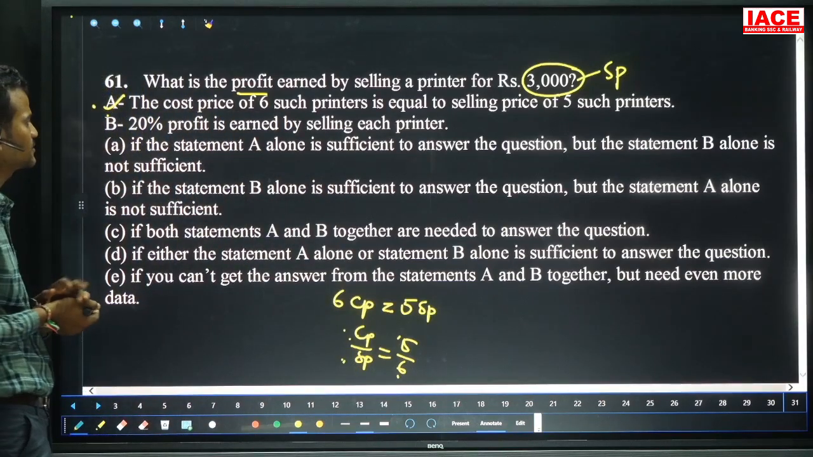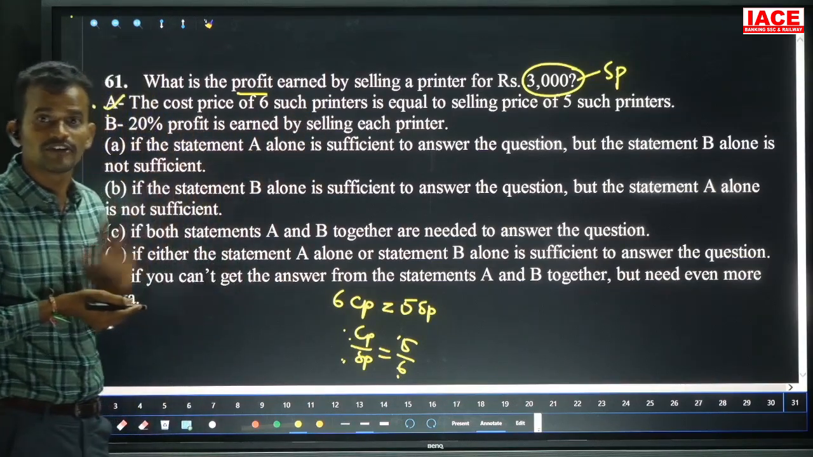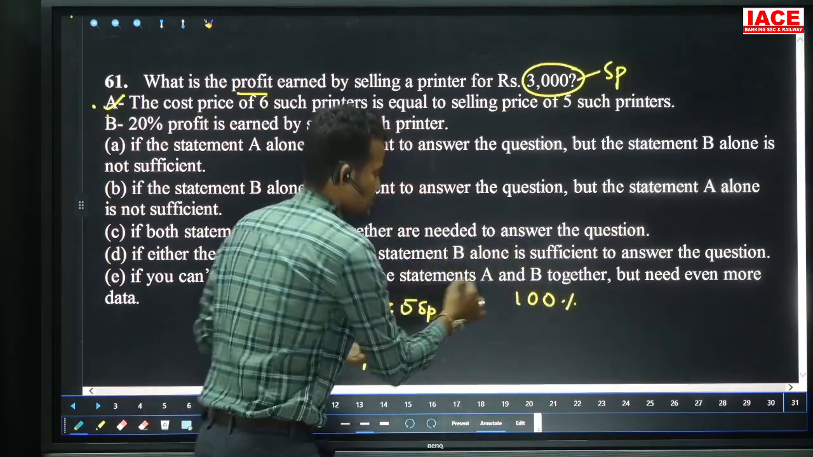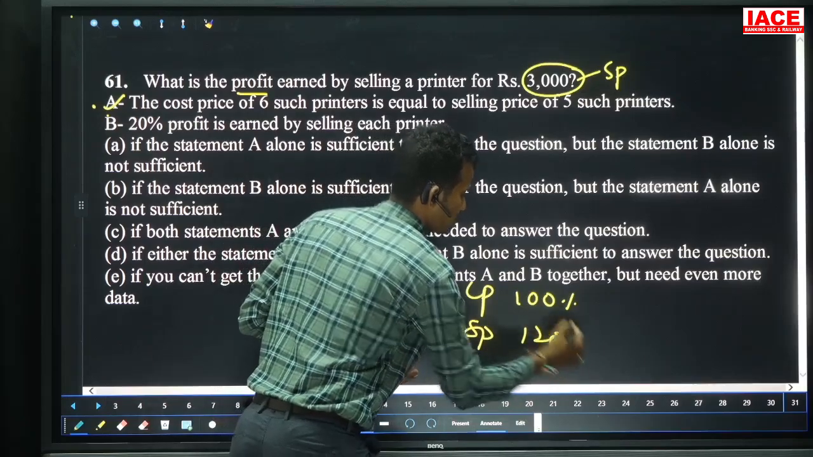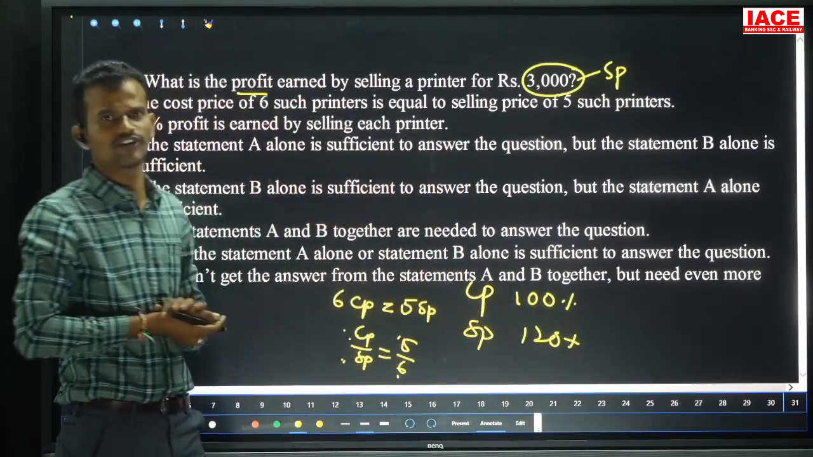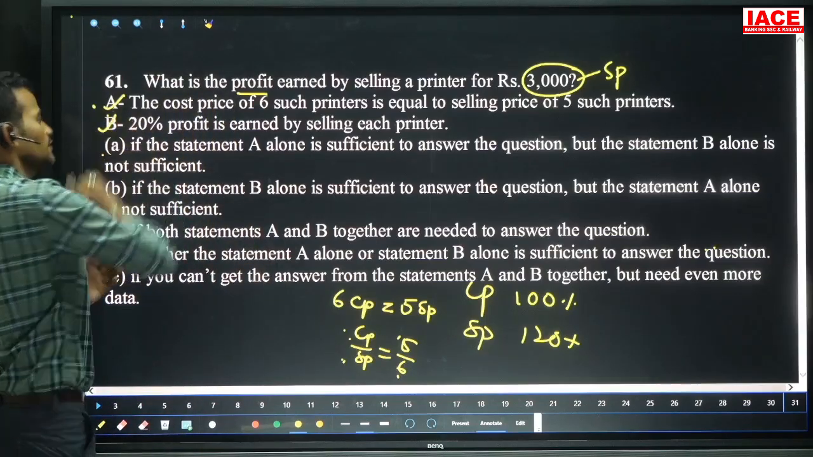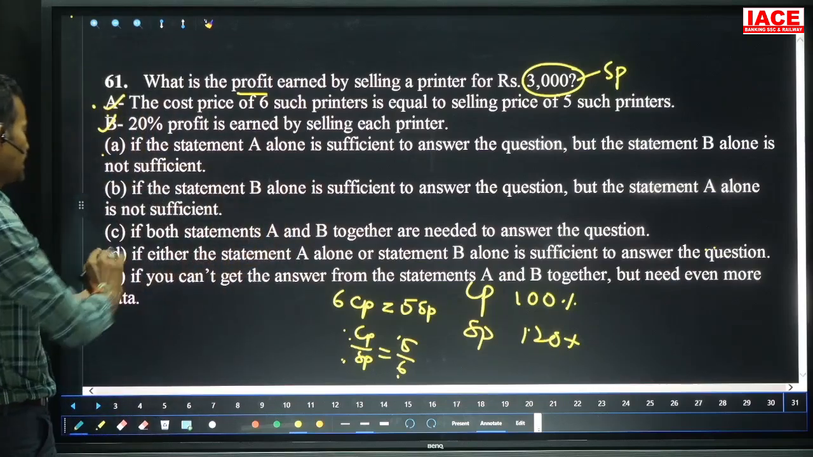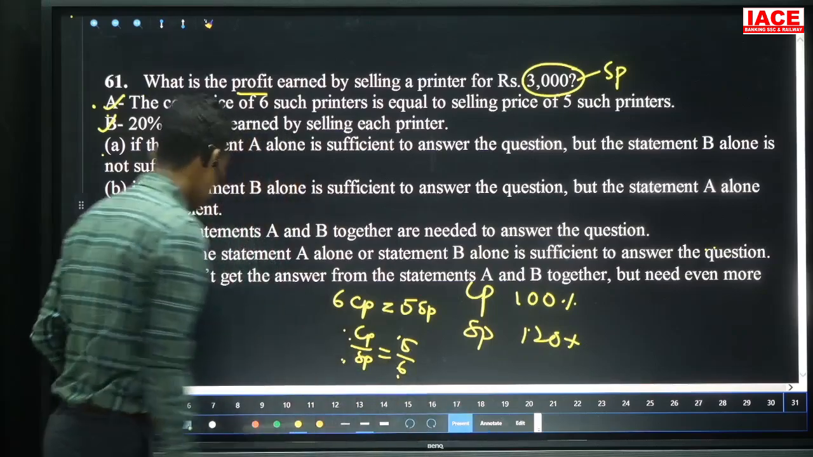Go for the second statement. 20% profit is earned by selling. They have given a profit percentage. Sir, cost price is always 100%. So if the profit is 20%, the selling price is equal to how much, sir? 120%. So from this, can you find the profit value? Yes or no? So statement 2 is also giving the answer. That means A is giving the answer, and B too. So what is your answer? Either statement alone, we can use it to get the answer. Clear? See the next one.